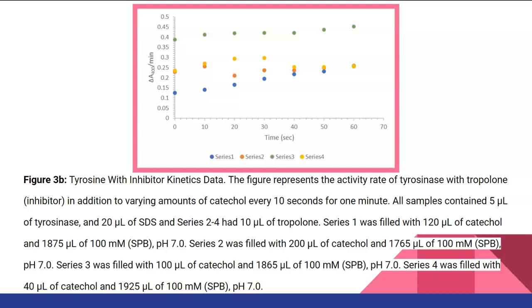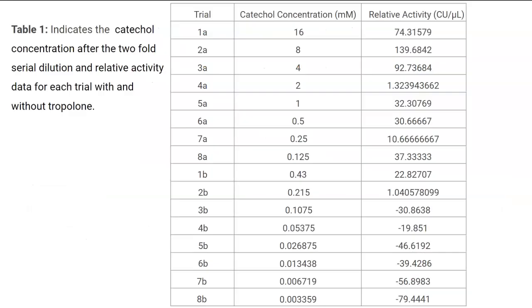Series 3 had 100 microliters of catechol, and Series 4 had only 40 microliters of catechol. So it was expected that Series 2 would be the highest. As you can see, it is one of the lower ones, just based off the concentration of the substrate being greater at that point. So this was not what was expected.